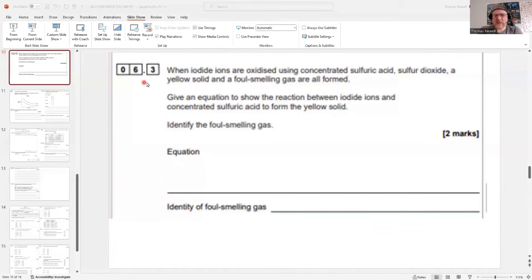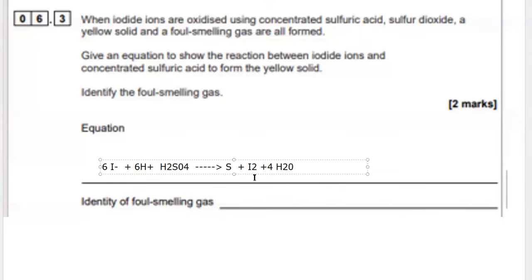Let's restart that. 6.3, when iodide ions are oxidized using concentrated sulfuric acid, sulfur dioxide, a yellow solid, and a foul-smelling gas are all formed. Give an equation to show the reaction between iodide ions and concentrated sulfuric acid to form the yellow solid, and identify the foul-smelling gas. Right, so I'm going to need 3 lots of this.